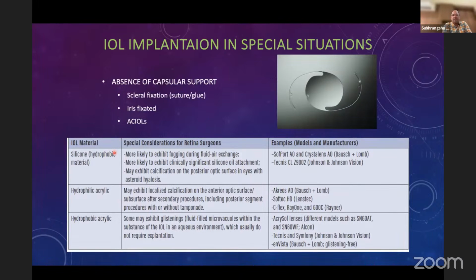Now, from the vitreoretinal point of view, silicone materials usually are to be avoided in cases which might require future VR intervention, because they're more likely to exhibit fogging during fluid air exchange. They are more likely to exhibit clinically significant silicone oil attachment, and they may exhibit calcification on the posterior optic surface in eyes with asteroid hyalosis. The problem with hydrophilic acrylic lenses with VR surgery is they may exhibit localized calcification on the anterior optic surface, whereas hydrophobic acrylics can exhibit glistenings.